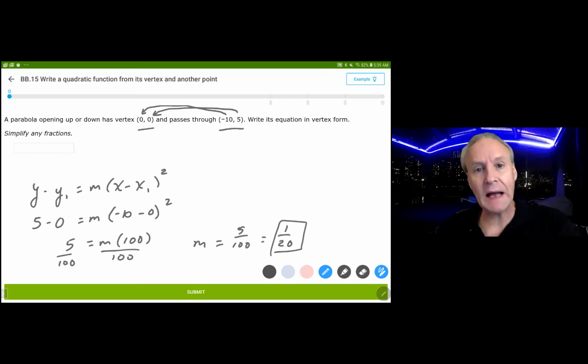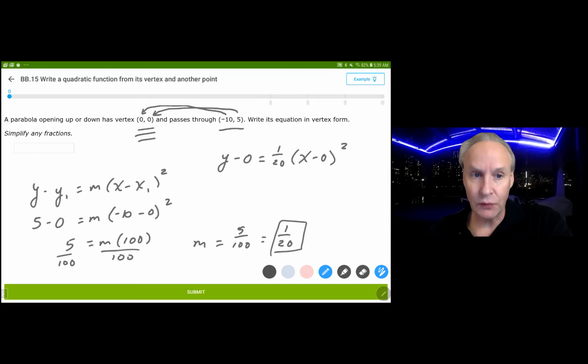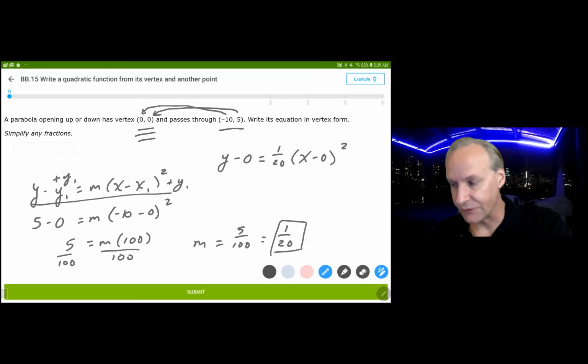Now we have to go back and do the same thing we did with point slope form. Obviously, this is going to be the easier point, but I'm going to write it both ways so that you can see what I mean. Now, since they want it in vertex form, we're actually supposed to use this one. So I'm going to do y minus 0 is equal to the m, or the stretch factor, times x minus 0 squared. Now, for the bad news, they don't like this particular version. They prefer that you add the y1 to both sides. So we have to do that at the end.